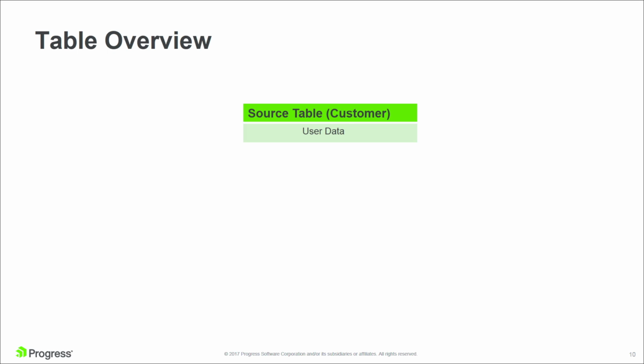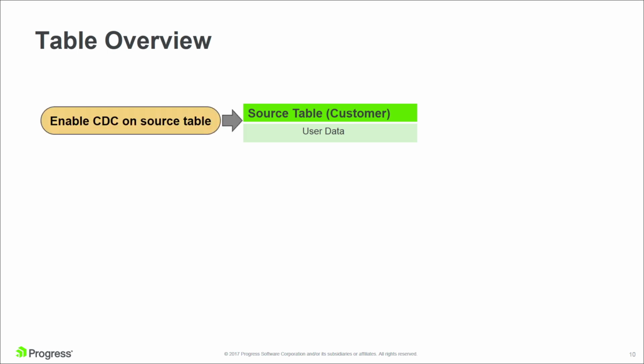So let's look a little bit at the table overview, internal of the database, the meta schema or the schema of change data capture and what happens in there. We start with our source table. This is your user data. In my example, I'm going to use the customer table. Standard table in the Sports 2000 database. So good table to give us an example of what things can look like.